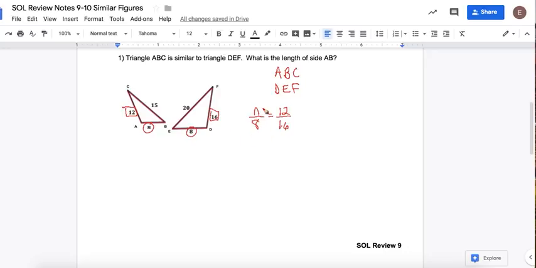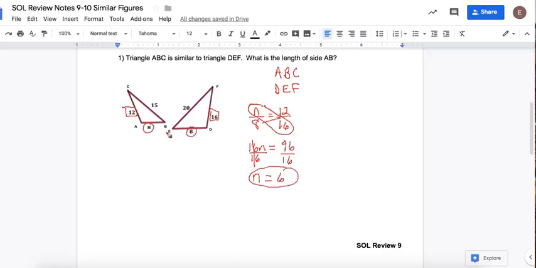Okay, so now circle the number diagonal to the letter. So 16 times n is 16n. And 12 times 8 is 96. And the opposite of multiplication is division. So we're going to divide both sides by 16 to get the n by itself. 16 divided by 16 is a 1 in disguise, so cancel those out. So n equals 6.